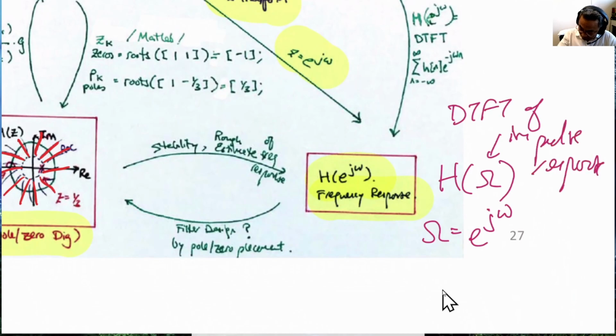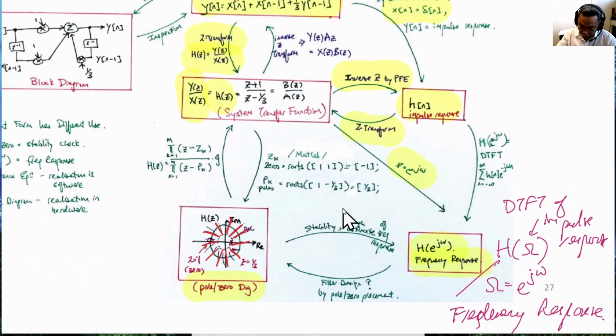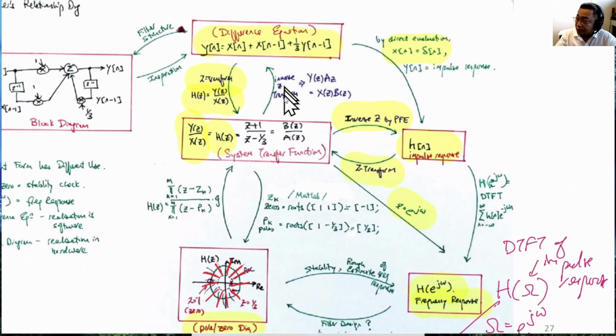Or we can say that this is the frequency response of the system. So today we are going to go through the difference equation and the Z-transform to get H(e^(jω)), and then we'll make use of this. So let's go back to our slides in chapter 6.